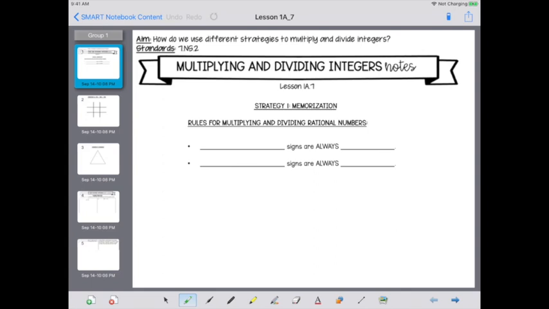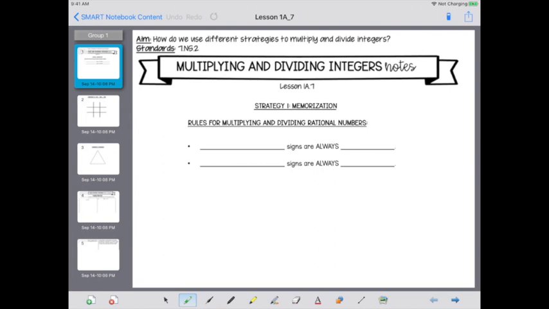Let's get to it. Okay, so today we are going to be learning about multiplying and dividing integers. We've already covered adding and subtracting integers. So now we're going to use different strategies to multiply them in lesson 7. Let's go over some strategies for multiplying and dividing because the rules are the same, which makes it easier. So rules for multiplying, the first strategy is basically memorization.